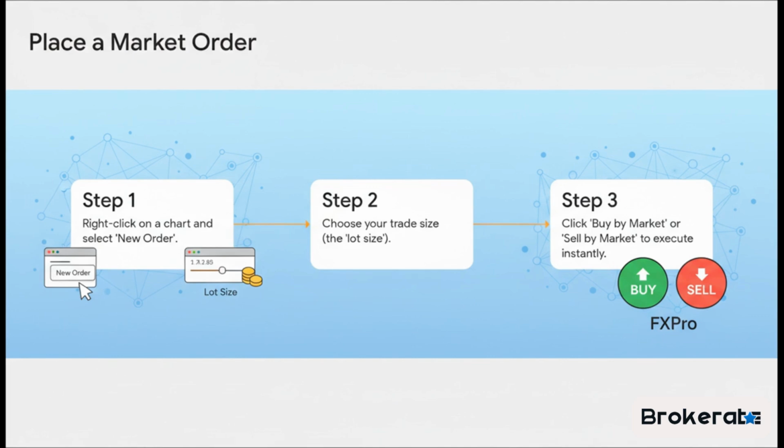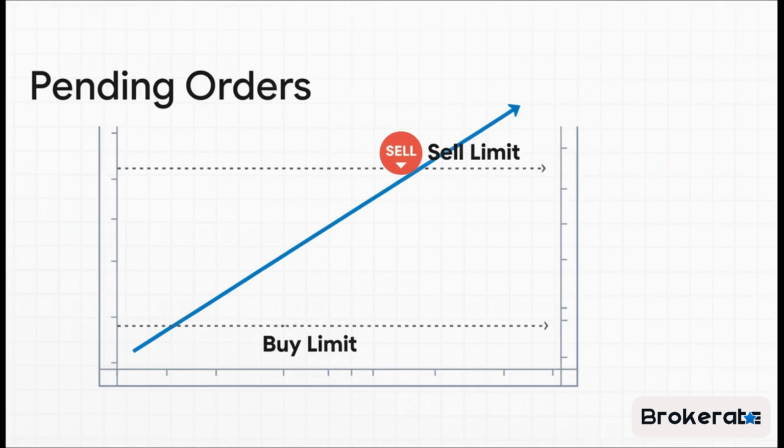It's that fast. Now, MT5 also has more advanced options called pending orders. These are for times when you don't want to trade at the current price. You can tell the platform, hey, if the price drops to this specific level, then buy for me. Or if it rises to that level, sell for me. It's a way to kind of set it and forget it, automating your entry into the market.